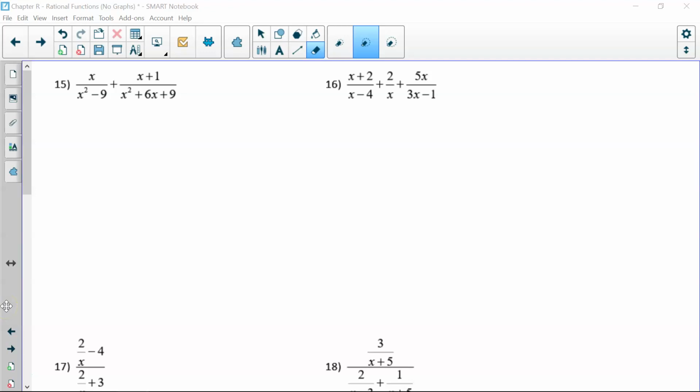Welcome back to R6. We're still talking about adding and subtracting fractions. Now, we always want to start with factoring if we can.